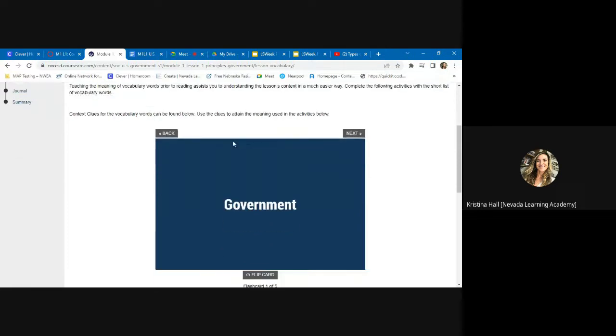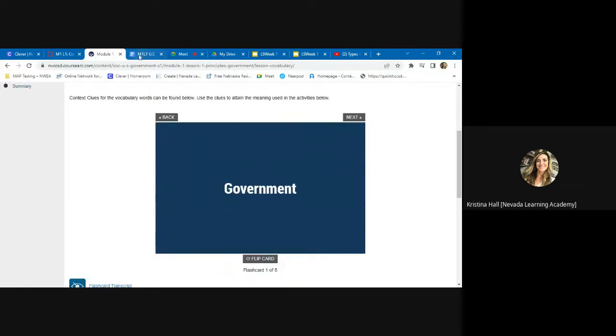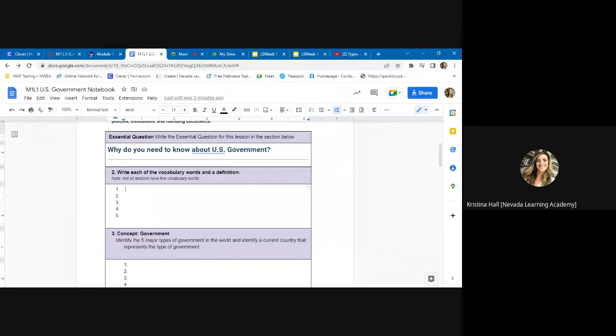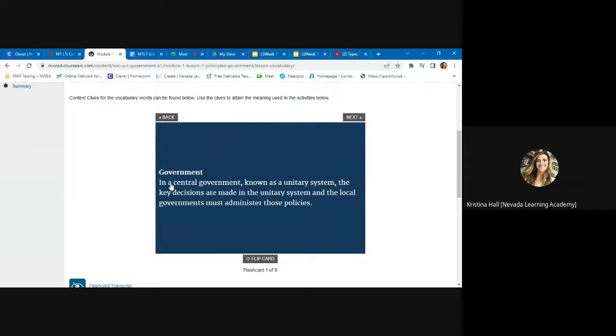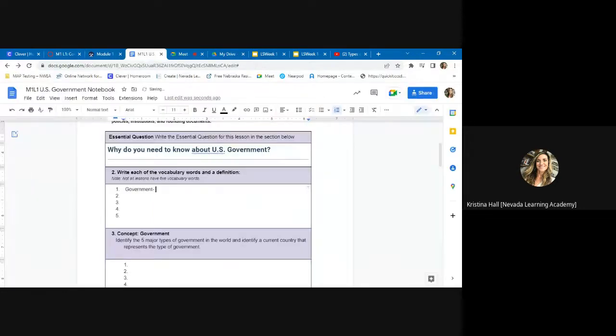So next we have our vocab. So here would be our first vocab word, government. So you would type that in. And then you would do the definition. So you click it, definition, okay? A central government known as a unitary system. Here would be the definition right here, okay? The key decisions are made, okay. The key decisions are made in a unitary state, or the local government must administer those policies. So I would do that last part, okay? So then you would type it in.